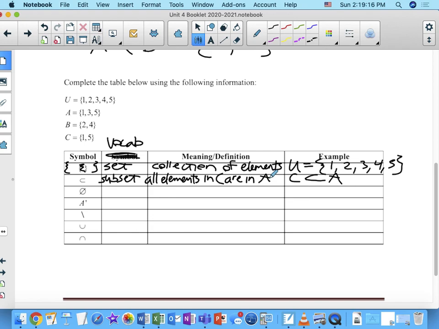Okay, this symbol over here is the empty set. And it's a set that has no elements.